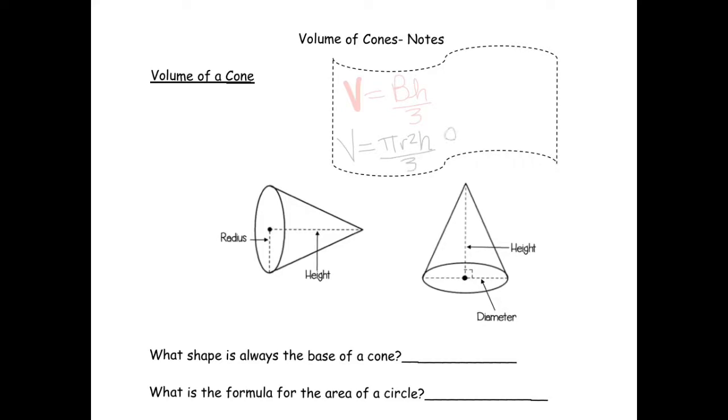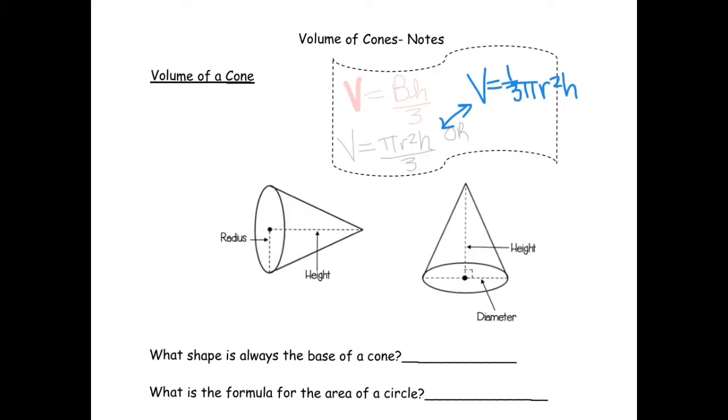You could also, for those of you that like fractions, write it as the volume equals 1/3 times pi r squared h. Either one of these will work for you.